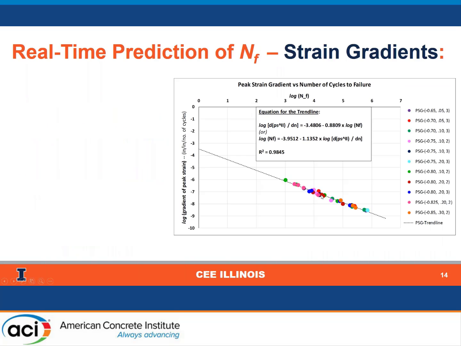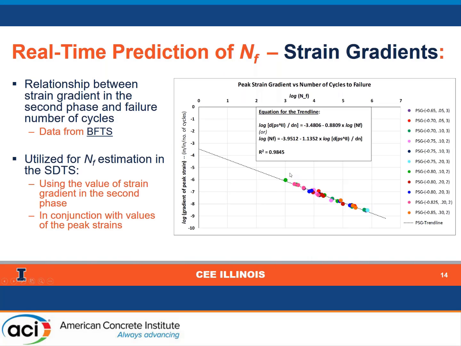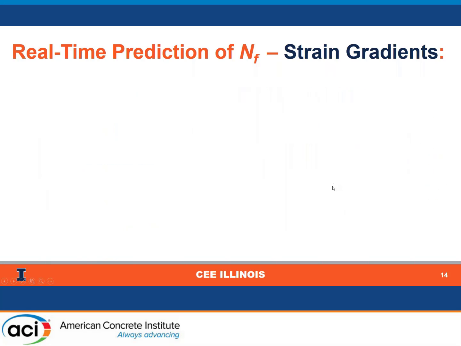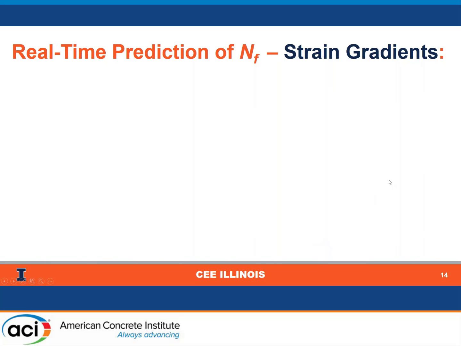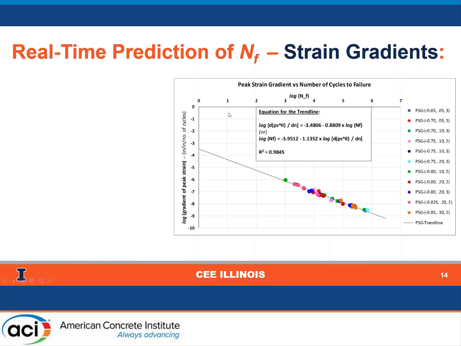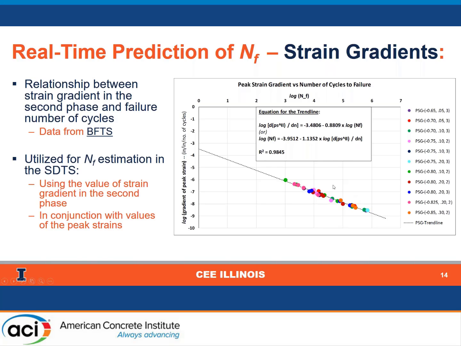In order to do that estimation, we used the data from the basic fatigue test series. In the basic fatigue test series, we again looked at the strain gradients, essentially the slope of the strain in this middle phase in all the tests. We plotted the strain gradients versus the failure number of cycles, and we observed a linear relationship, and we obtained it with a very high confidence level. Since we obtained that, we observed the tests in the strength degradation series, computed the strain gradients, and using such an expression, we were able to estimate what would be the failure number of cycles. And we used it in conjunction with the values of peak strains as well to make any minor modifications that we had to. Having known that, we could then estimate what proportion of fatigue loading was completed.